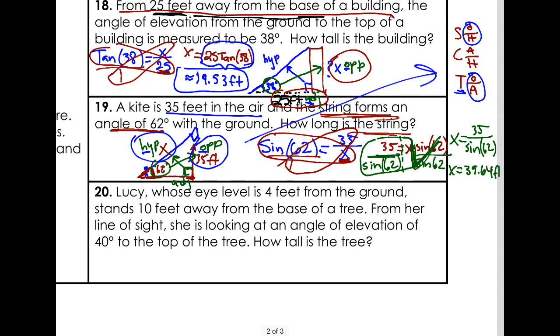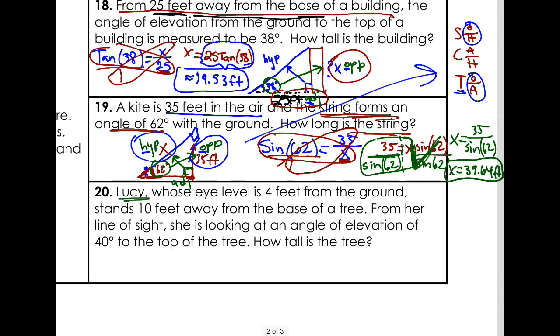So feet. Since we're talking about feet, I think that's our units. Yeah. So x is 39.64 feet, or basically the length of the string would be about 39.64 feet. Alright, so for the next one, number 20, we have Lucy.